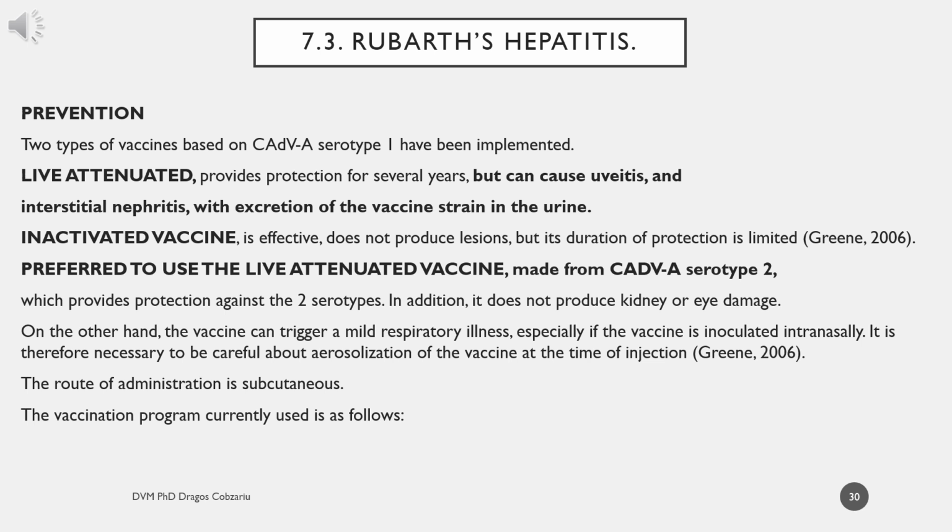Prevention. 2 types of vaccines based on CADV-A serotype 1 have been implemented. Live attenuated, provides protection for several years, but can cause uveitis and interstitial nephritis, with excretion of the vaccine strain in the urine. Inactivated vaccine is effective, does not produce lesions, but its duration of protection is limited. This is why we prefer to use the live attenuated vaccine, made from CADV-A serotype 2, which provides protection against the 2 serotypes. In addition, it does not produce kidney or eye damage.